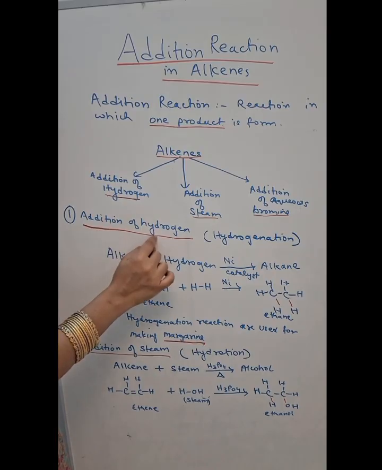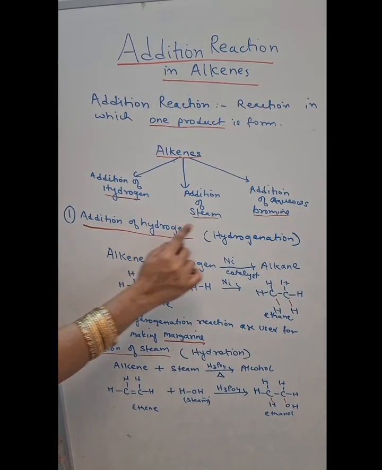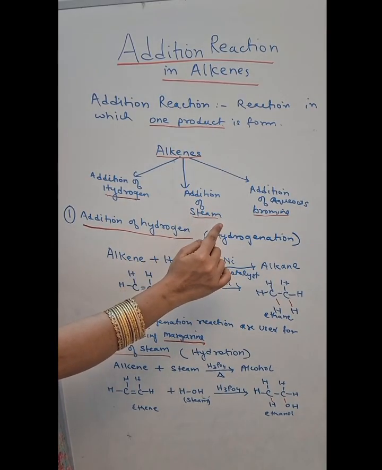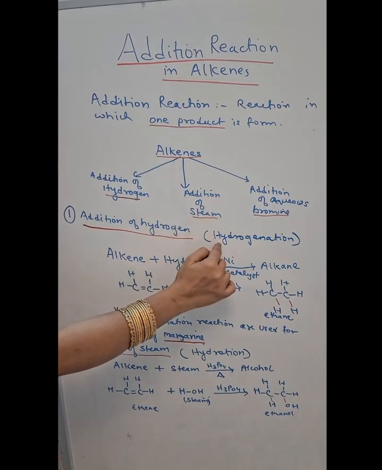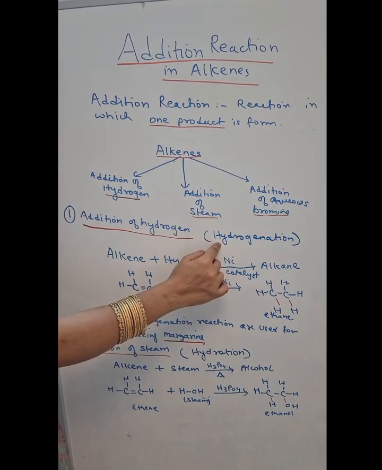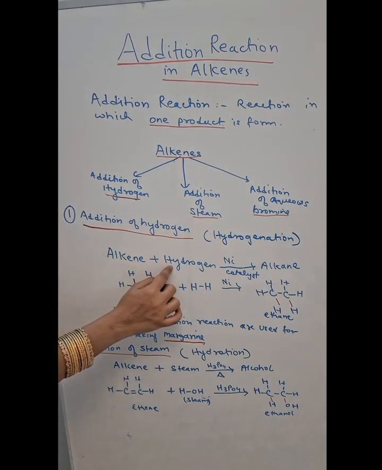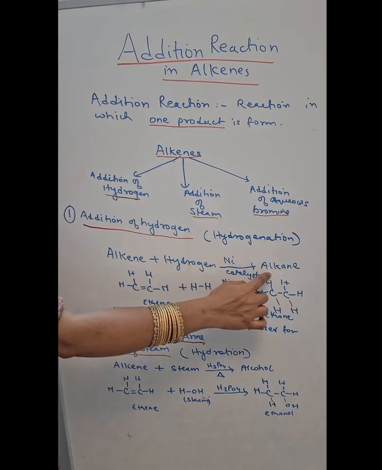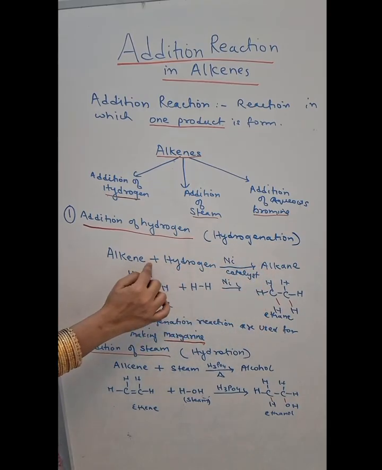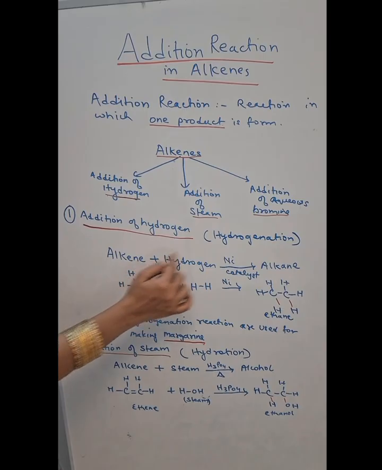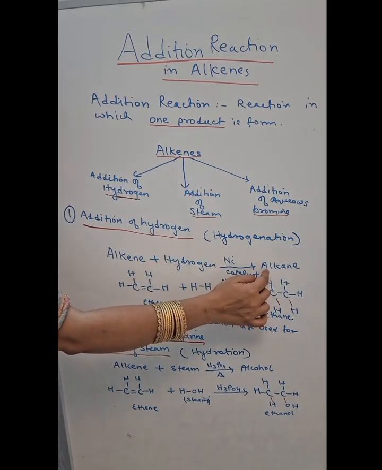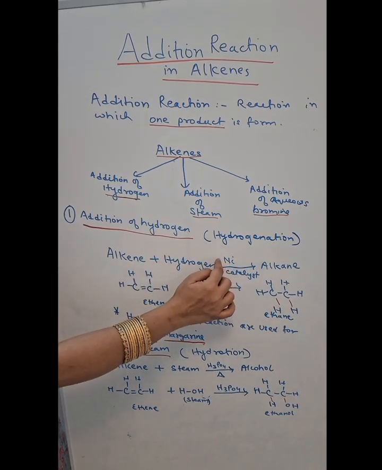So whenever hydrogen is added to alkene, that type of reaction is called hydrogenation. Okay. So when hydrogen is added, always the product is alkane. The product when hydrogen is added to alkene is alkane. The condition for this reaction is we use nickel as a catalyst.